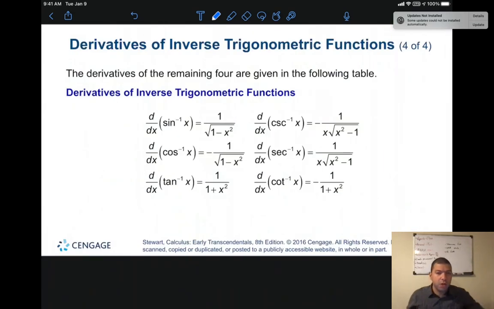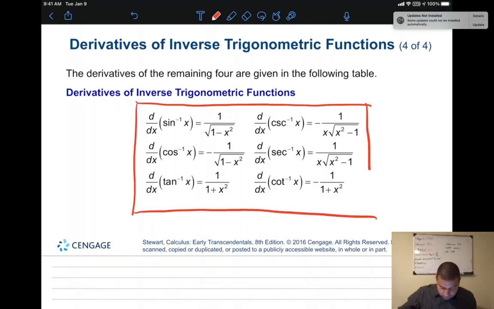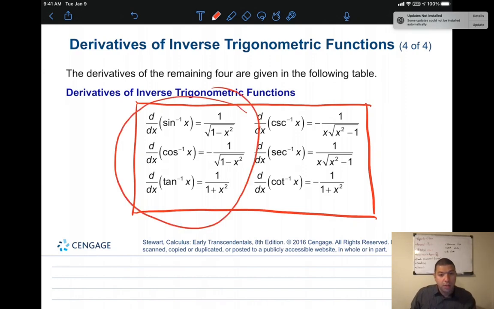So this is a table of all derivatives of inverse functions. Like I said before, either you memorize them, and if I were to memorize, I'd memorize only these three. They're not that hard to memorize, but still, it takes brain power to memorize them. Maybe you don't want to do that.